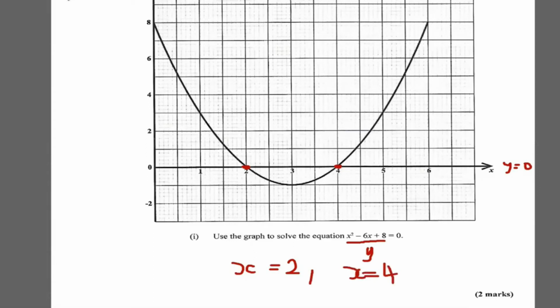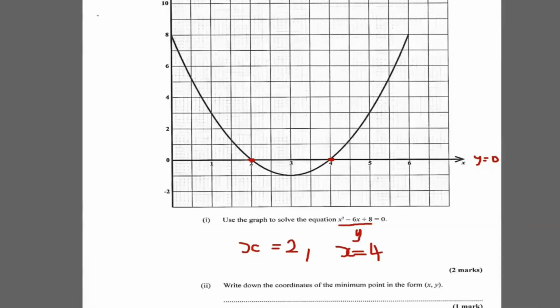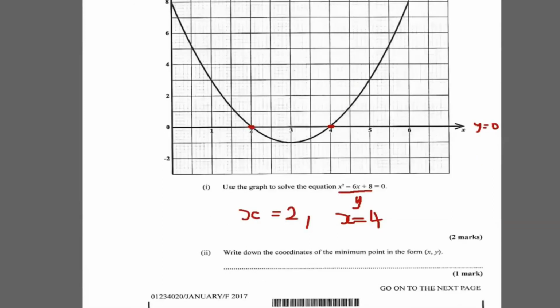Nice and easy. It says write down the coordinates of the minimum point in the form (x, y). Minimum point means the lowest point on the graph. The lowest point on the graph is right here, when x is 3, and the y value seems to be -1. So it's going to be (3, -1). That's the minimum point.